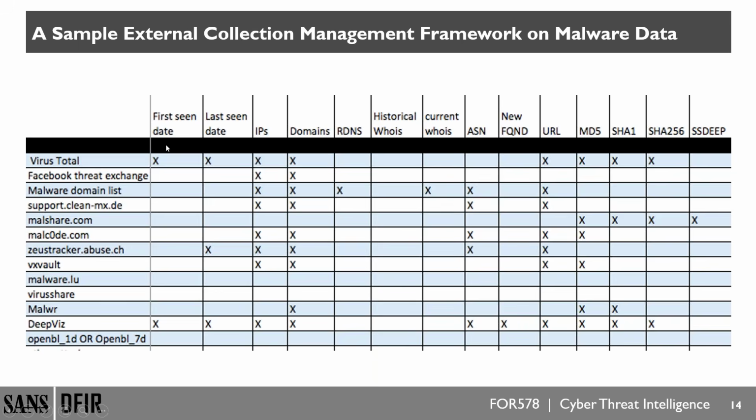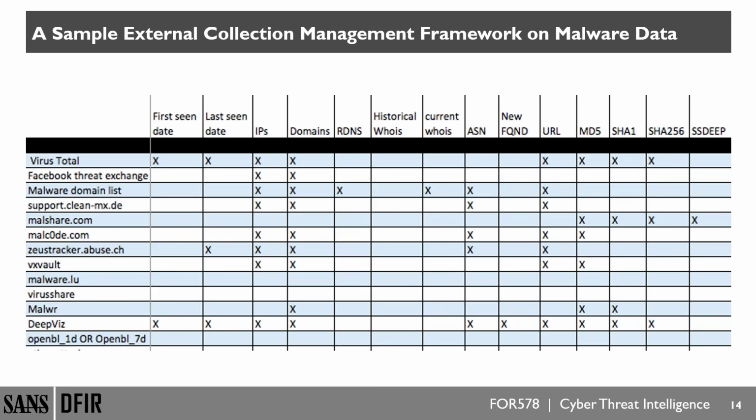So just taking a look at this, the different rows, we have the different sources that we can collect malware data from. VirusTotal, Facebook ThreatExchange, malware.lu, lots of different ones. And then in the columns, we have the different information that we could get from each of those sources. So first and last seen dates, maybe IP, domain information, WHOIS information. And pretty quickly, you can start to see the power and how this might be able to help us.